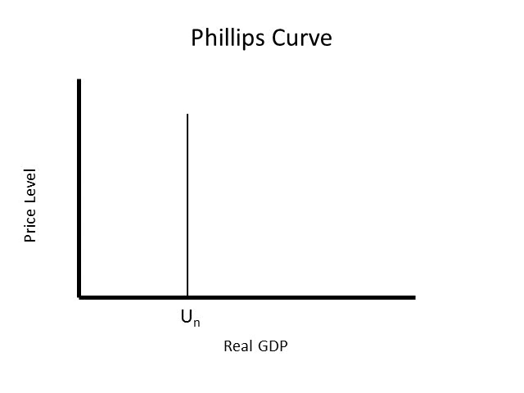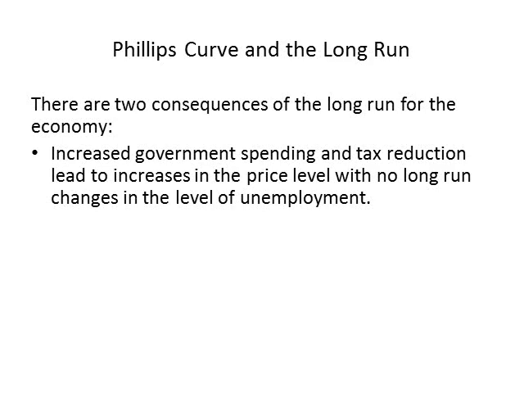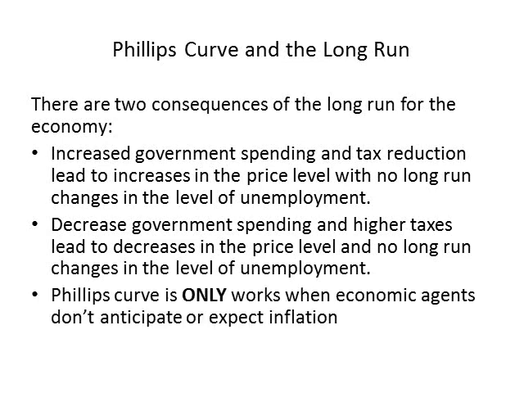As a result of the analysis of the previous screen, there is a whole family of Phillips curves at different price levels. There are two consequences in the long run for the economy. Increased government spending and tax reduction lead to increases in the price level with no long run changes in the level of unemployment. A decrease in government spending and higher taxes lead to decreases in the price level with no long run changes in the level of unemployment.